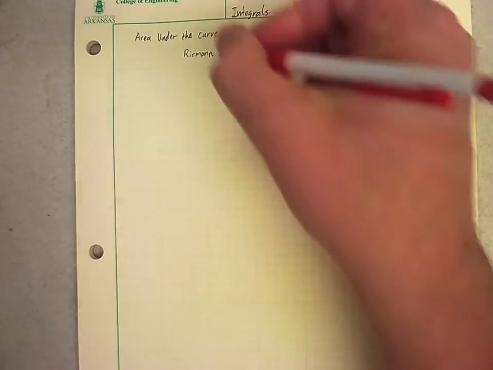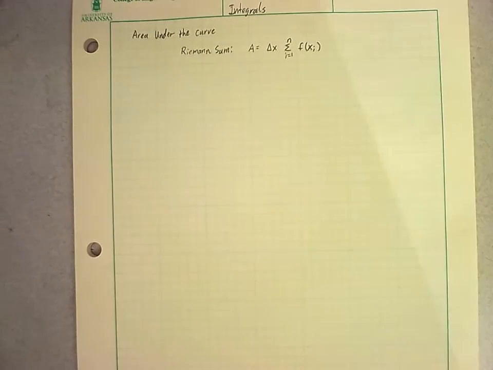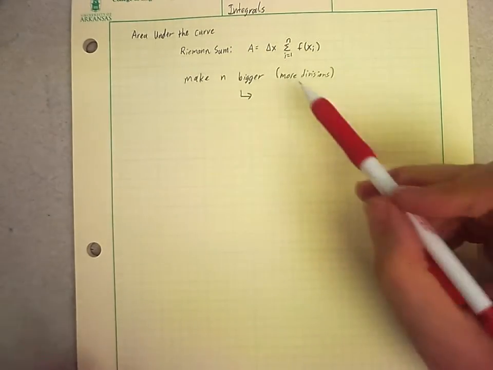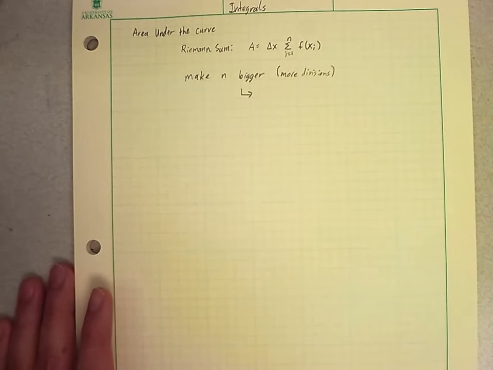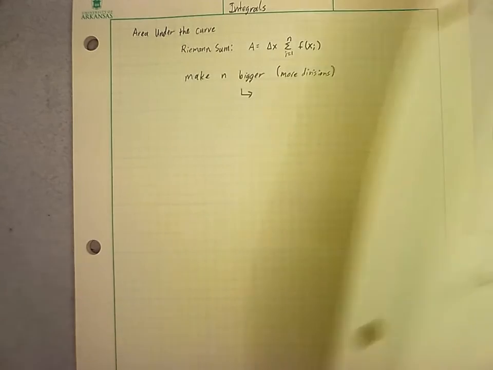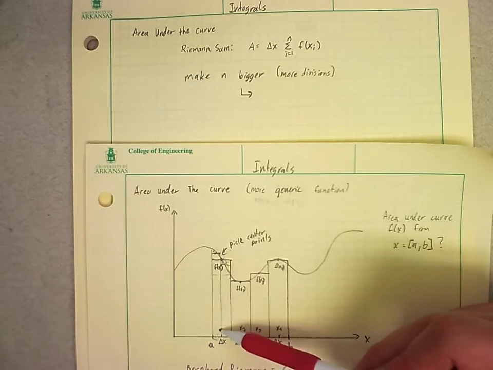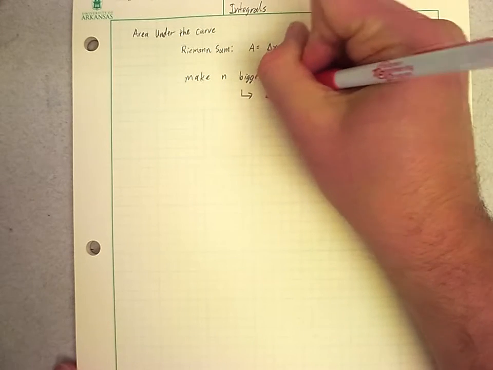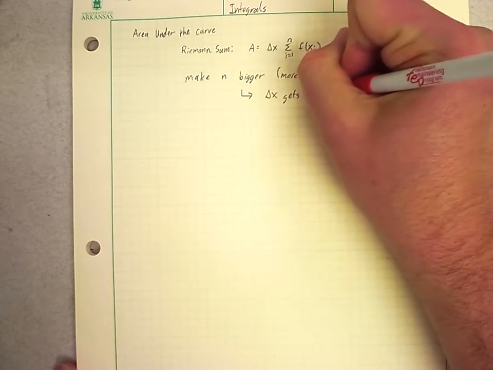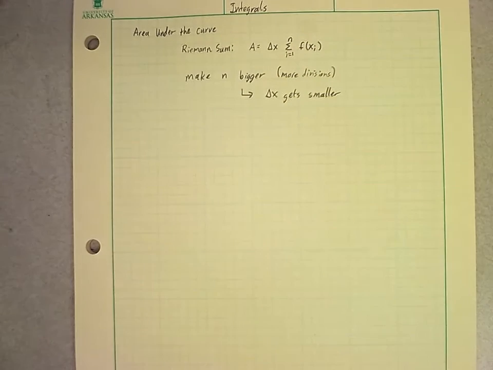So what happens if I make n bigger? Well, if I'm making n bigger, more divisions, if I have twice as many divisions, then delta x is only half as big, right? It gets smaller. So the more divisions I make, the smaller my widths are for each one. And as we just showed, the more accurate my heights get.